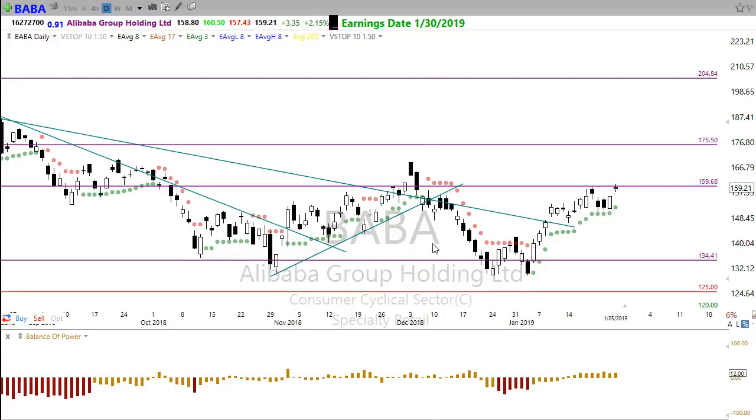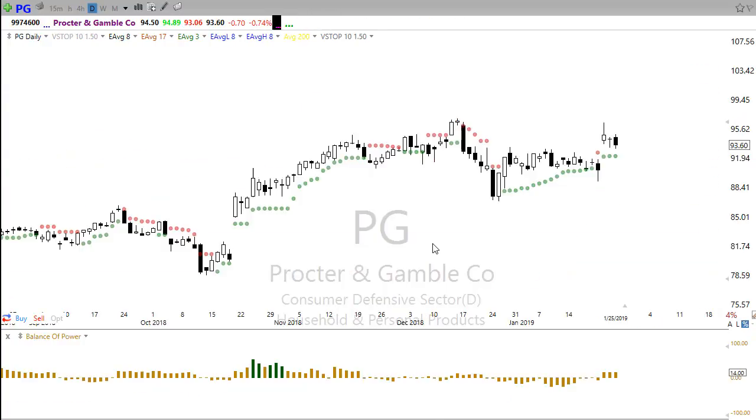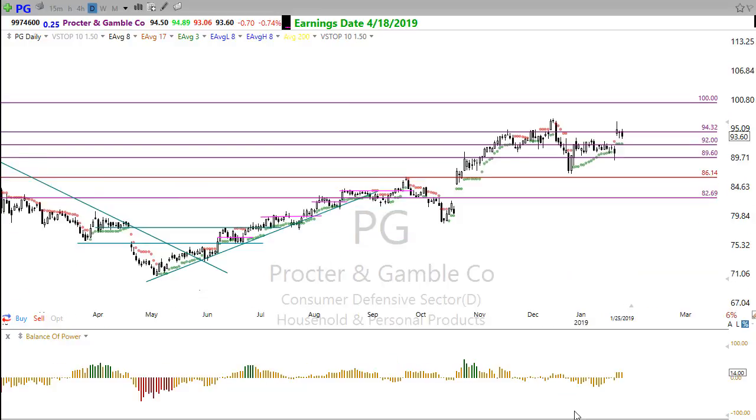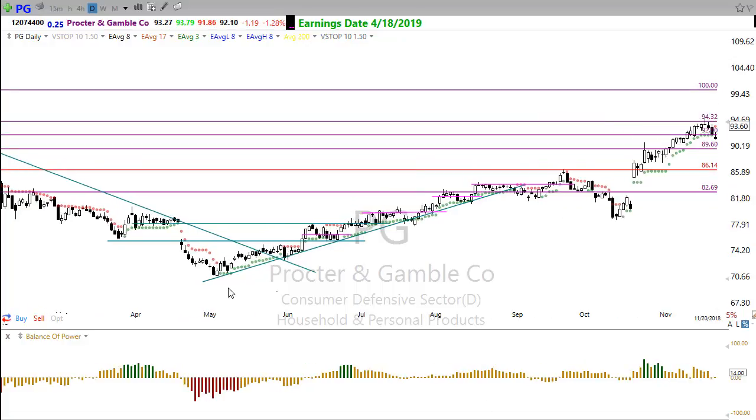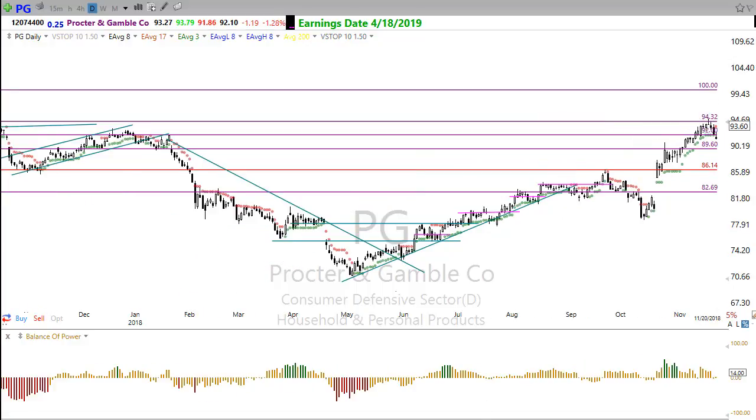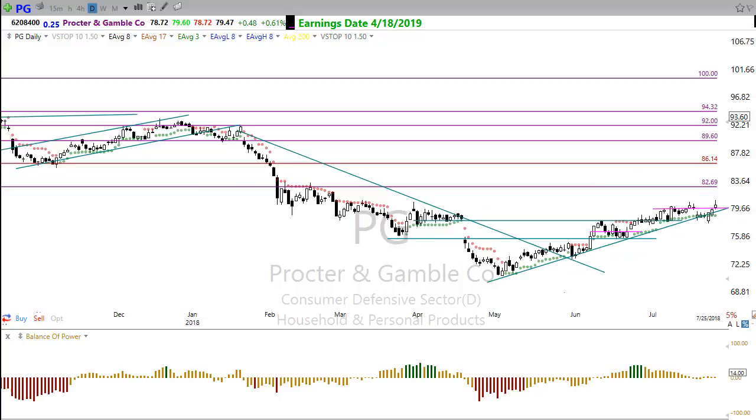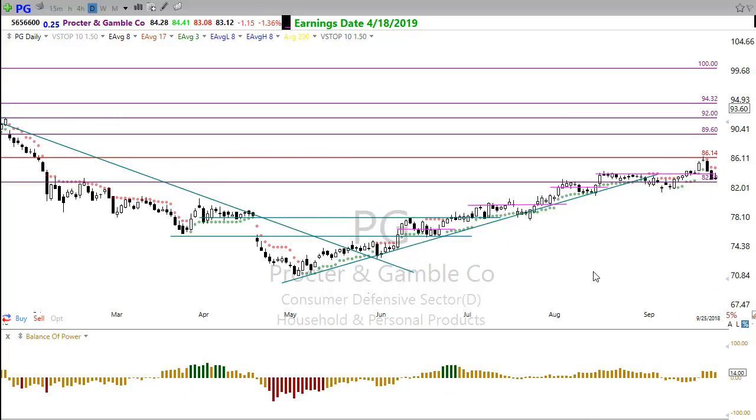A red volatility stop. Let me go back here. Anybody that's been around for a while should remember this. This was a trade. By the way, I want you guys to notice, it's the exact same pattern that we're trading right now that was happening here in 2017 on Procter & Gamble. It broke the downtrend, right? I waited for this to move up and pull back. It moved over to trend, and I bought it right here.